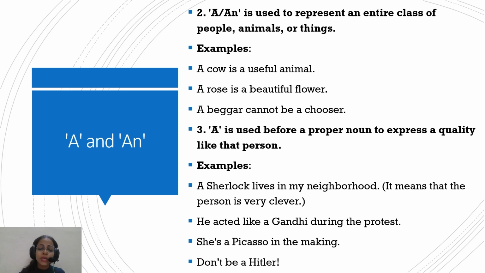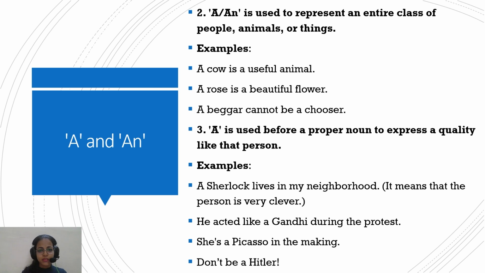Similarly, she's a Picasso in the making. So you know that great painter called Picasso. Because this person is so good at painting, almost like Picasso would have been, her great painting skills have been referred to as Picasso. So here again, Picasso, the individual person, has not been evoked, but this proper noun has been used as a common noun because it is referring to a quality.